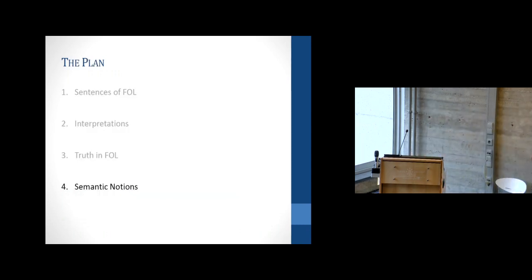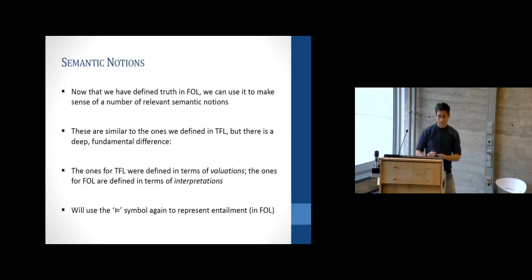People, now we did all this work, and in the last 10 minutes we were actually going to use it. You'll see why we did all this work, because we can capture semantic notions like validity, logical truth, and contradiction now for first order logic. Okay? We have defined truth in first order logic. We can use it to make sense of semantic notions that we care about in logic. We care about validity, right? We said that logic is the science of validity, and validity is a semantic notion.